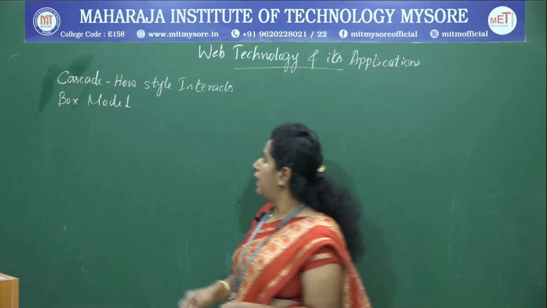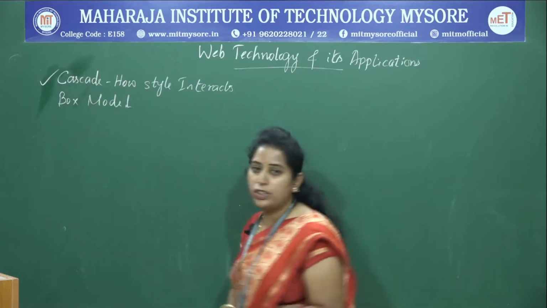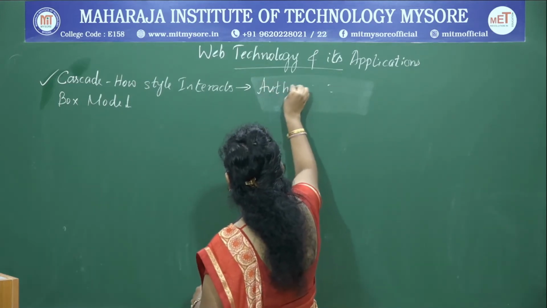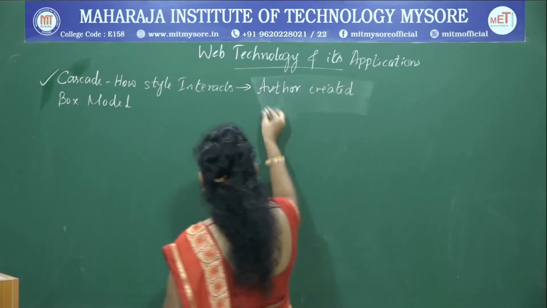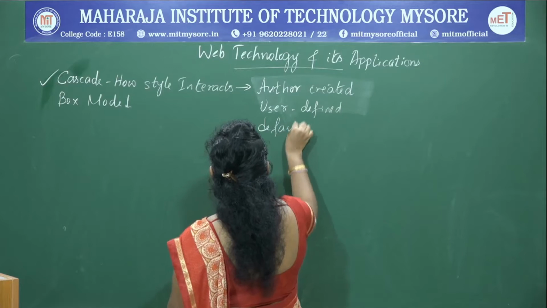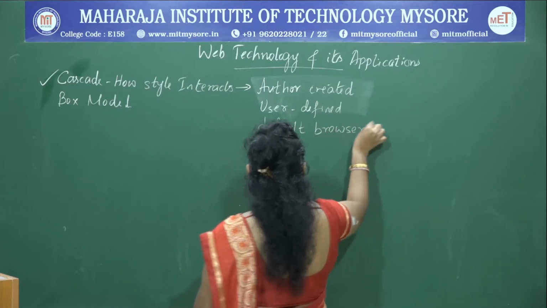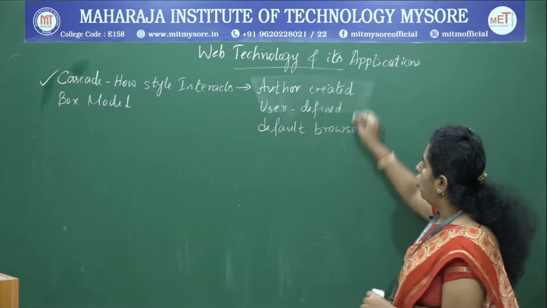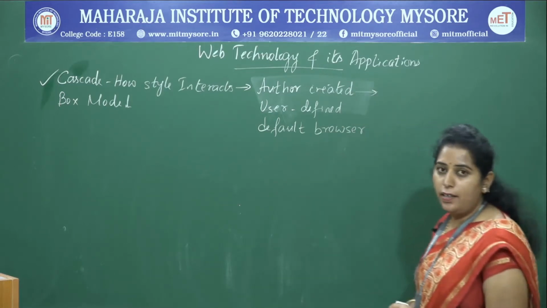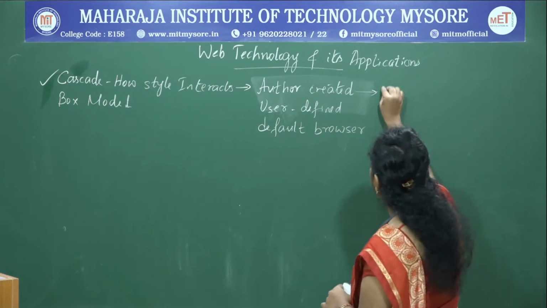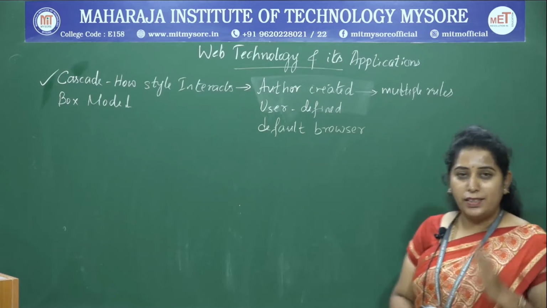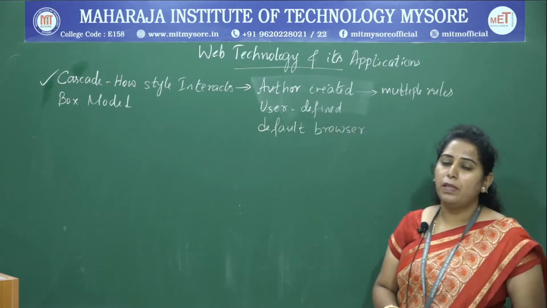Okay, so let me start with the first topic, that is cascade, how style interacts. There are three types of style sheets: author created, user defined, and default browser. In case of author created, it can define multiple rules for the same HTML document.